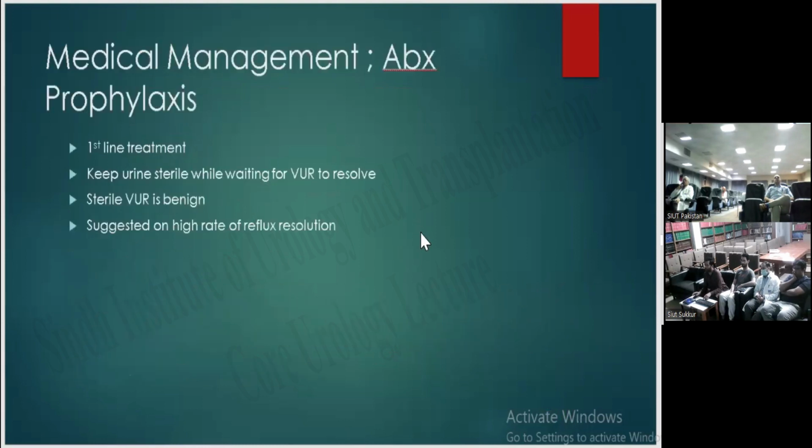Medical management: antibiotic prophylaxis is a first line treatment, to keep urine sterile while waiting for VUR to resolve. Sterile VUR is benign and supported by a high rate of reflux resolution.